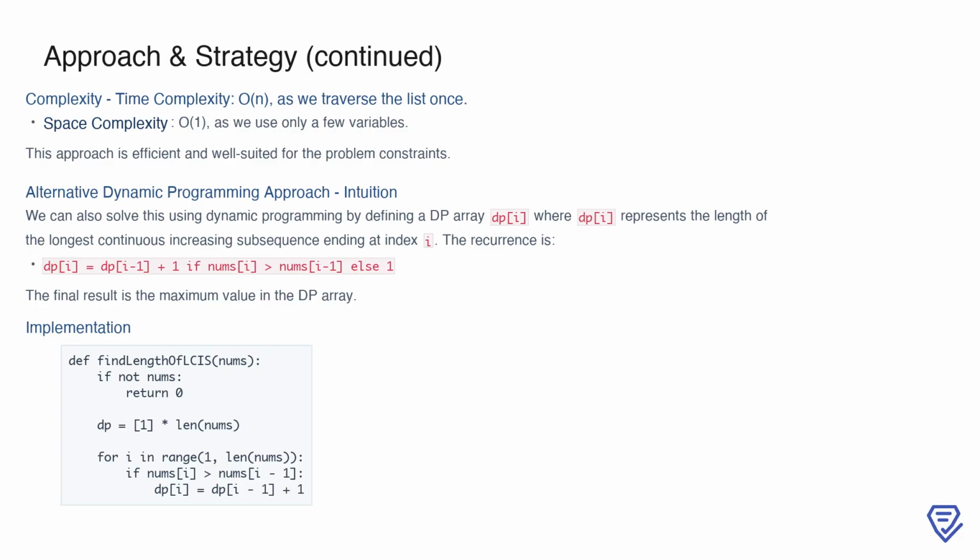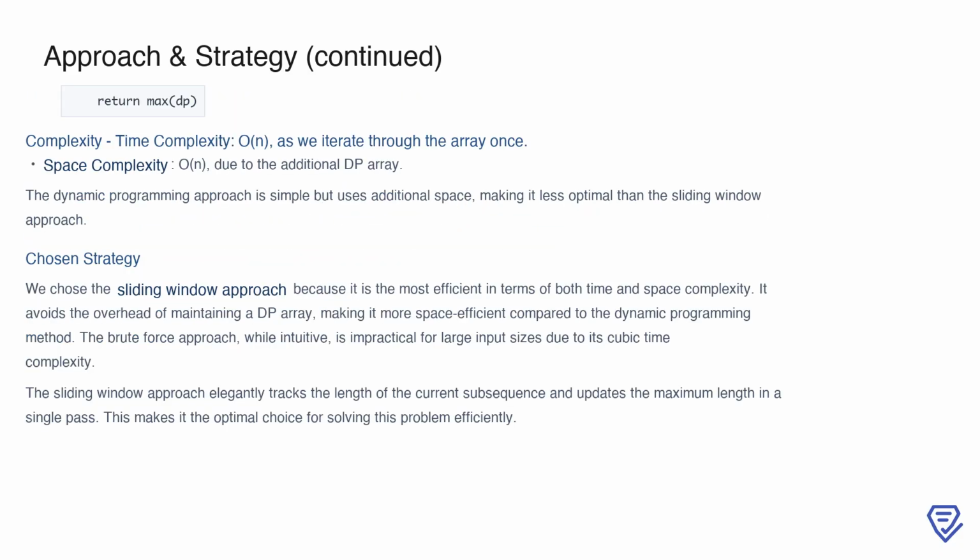While this approach is easy to implement and also has a time complexity of O(n), it requires additional space for the DP array, making it slightly less optimal than the sliding window technique. To complete the dynamic programming solution, we calculate the final result by simply taking the maximum value from the DP array. While this approach is efficient in terms of time complexity, with O(n), due to the single traversal of the array, its space complexity is O(n), because we need to maintain the DP array throughout the computation. This extra space requirement is the main drawback of the dynamic programming method when compared to the sliding window approach, which achieves the same time complexity but with constant space.